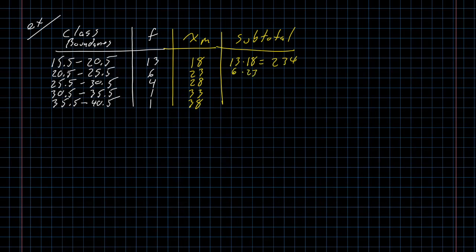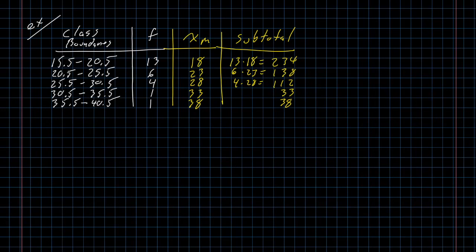6 times 23 is 138. 4 times 28 is 112. 1 times 33 is 33, and 1 times 38 is 38. And so now I have some numbers I can work with. Again, just saving myself from having to add all these things together.